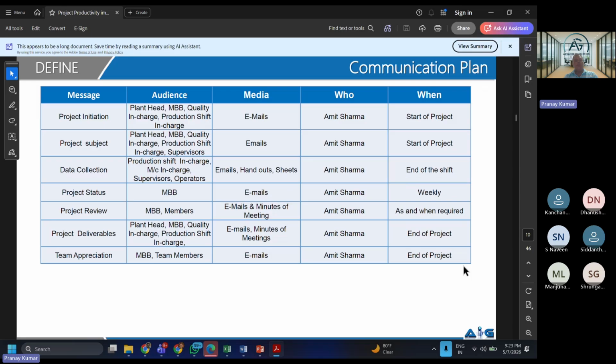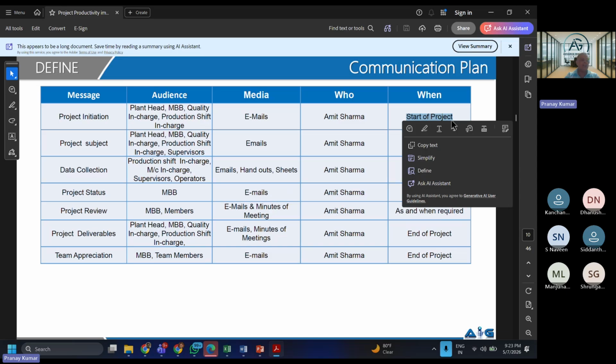Communication plan, very important. Who is the audience? What message are you sending? So they are saying, upon the initiation of the project, I will send information, emails to plant head, MEB, etc. When will you send? Upon the start of the project.